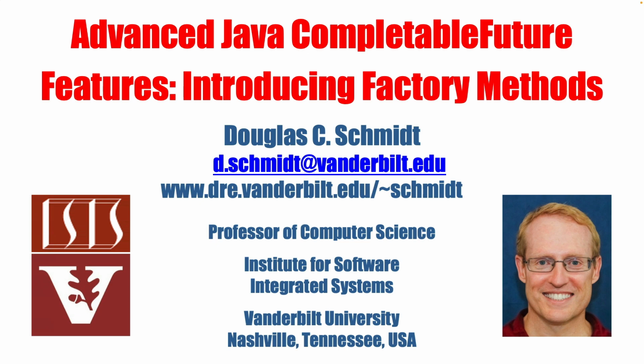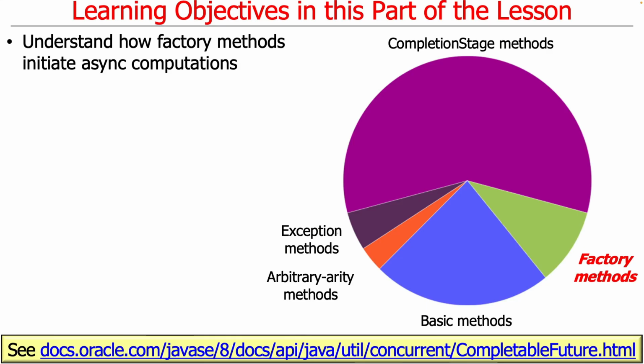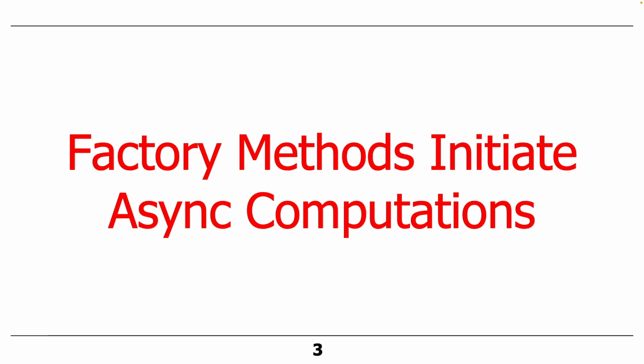Now that we've talked about the basic features, let's begin the discussion of the more advanced features, starting with really the entry point into a completable future, which are the so-called factory methods. So these are the pieces here. You can see that there are actually 4 of them. They represent a relatively small percentage of the overall methods that are in the completable future API.